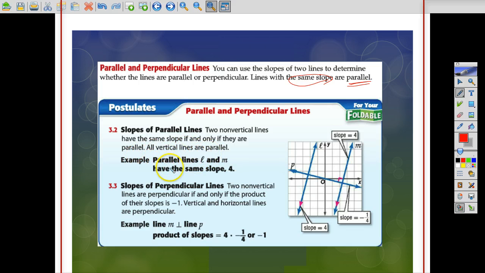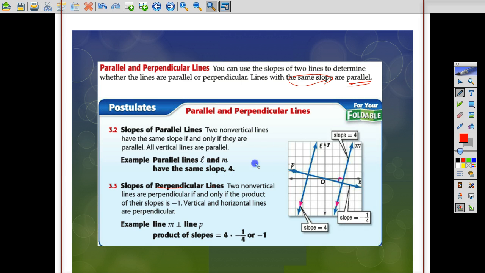So example, parallel lines L and M. This line here and that line there, L and M, have the same slope of 4. Okay, this has a slope of 4 and this has a slope of 4. Therefore, they are parallel.